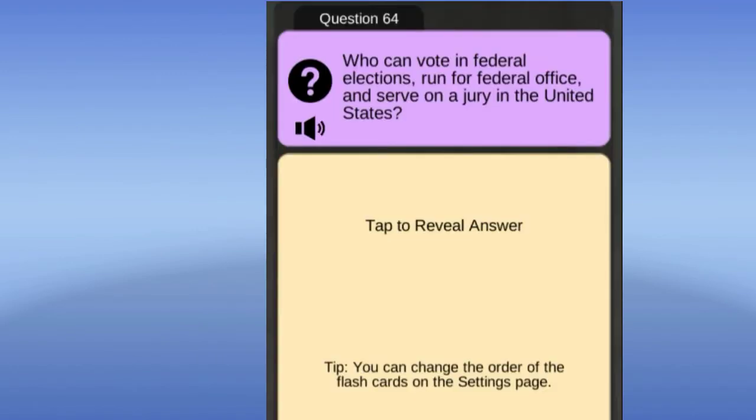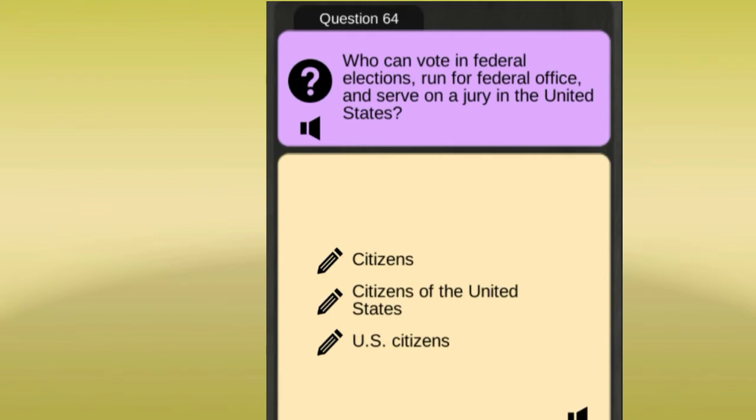Who can vote in federal elections, run for federal office, and serve on a jury in the United States? Citizens. Citizens of the United States. U.S. citizens.